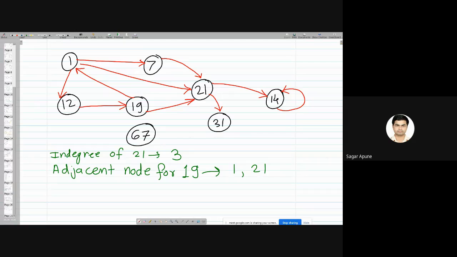Tell me the successor of 67. Which is the successor of 67? No, because it is a single node, so no successor, correct, right? Many people gave the answer no successor. Okay, no successor.